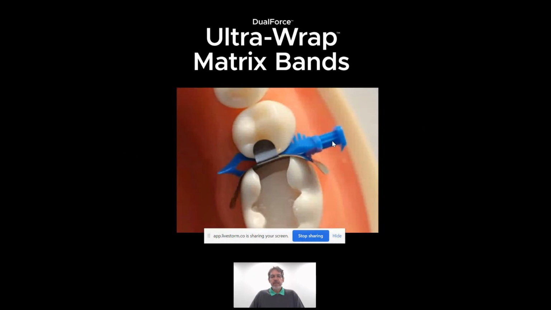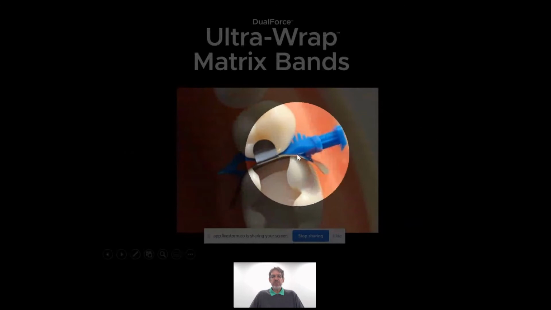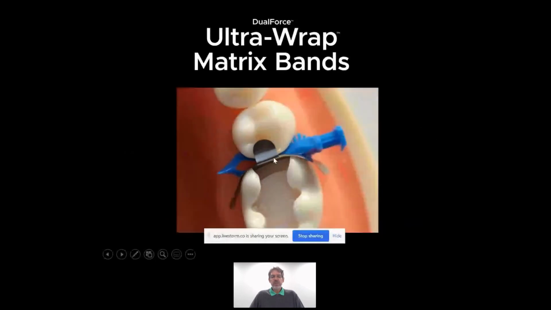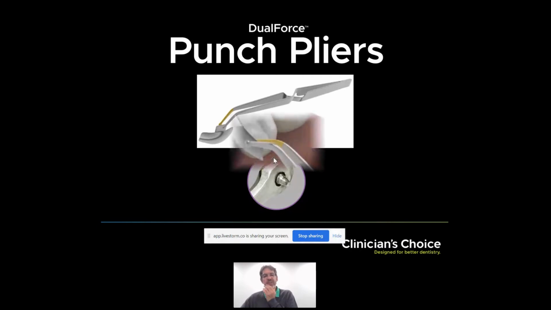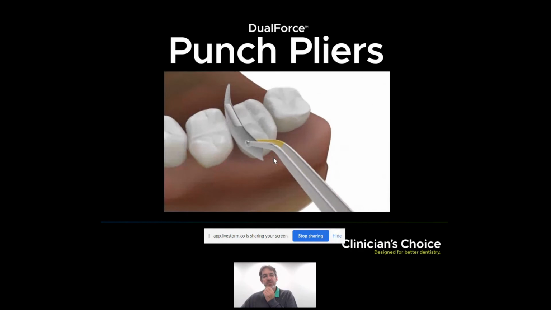So here you can see with the matrix band and the wedge in place, how it's sealing the restoration well past the proximal line angles. And then what we did is, because of the patent, and we respect patents, we weren't able to put little holes in the matrix bands, but what we developed was a little punch pliers, which allowed you to punch your own hole. It was very nice, especially for retrieval, because it allowed you to engage more of the band so as to prevent the band from tearing when you're removing the band.